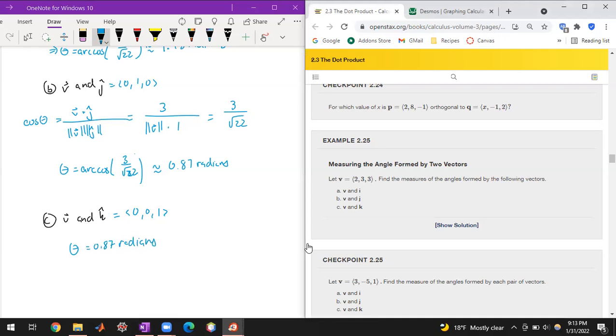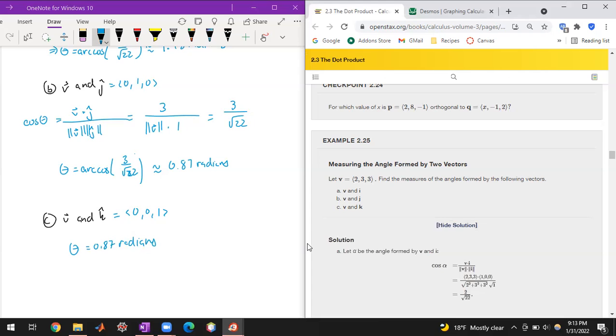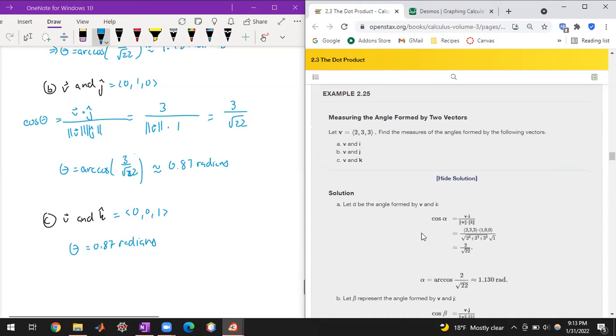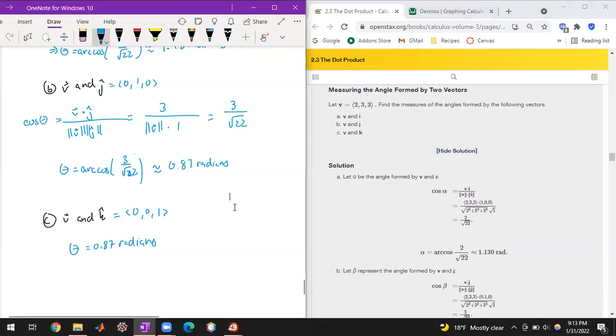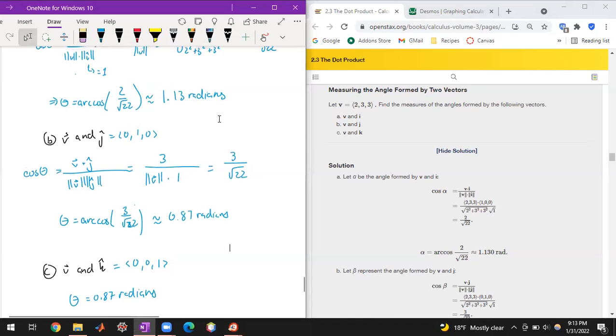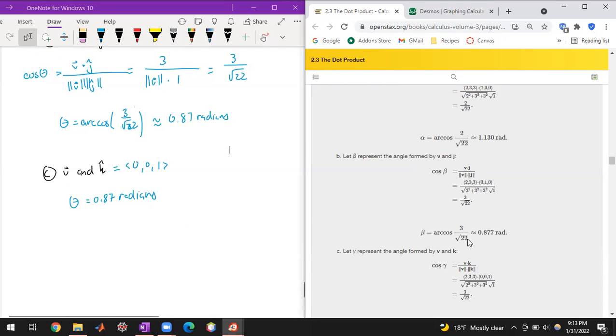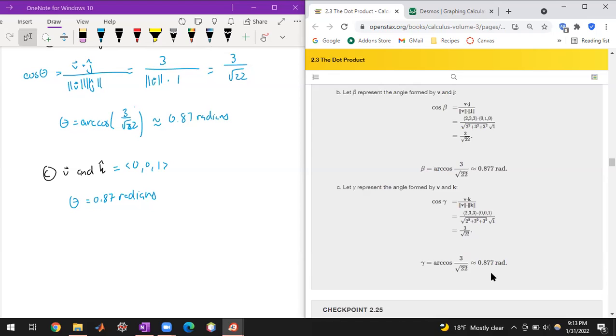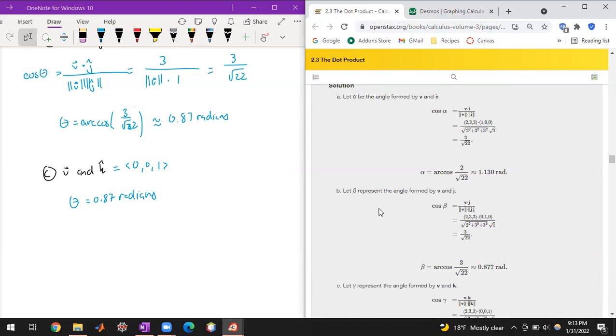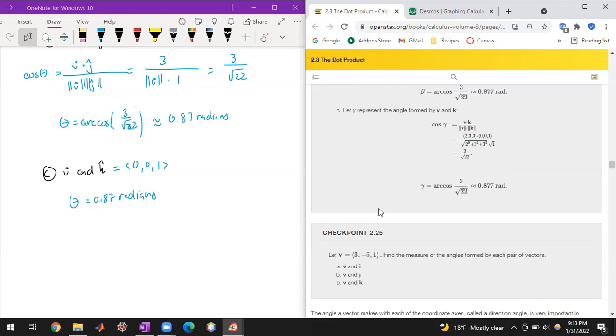I'm curious to see how the text tackled this. Just like us, they got the arc cosine of 2 over root 22, which is 1.13 radians, the arc cosine of 3 over root 22, and the arc cosine of 3 over root 22. They've used different Greek letter notation here, but none of that really means anything.